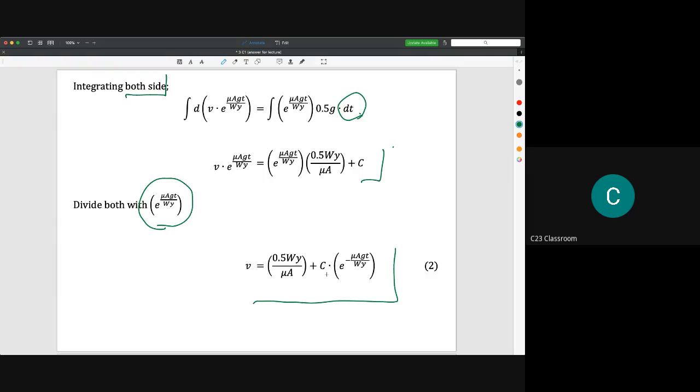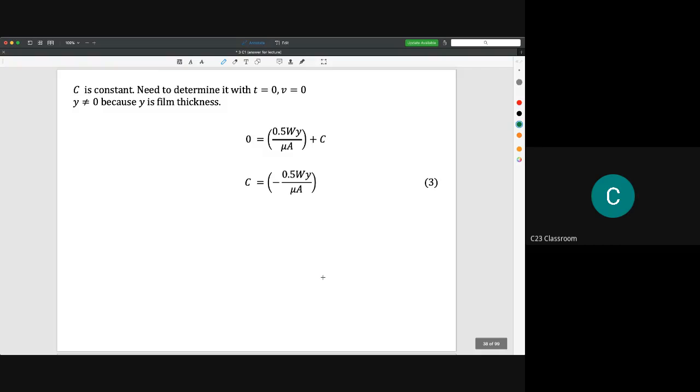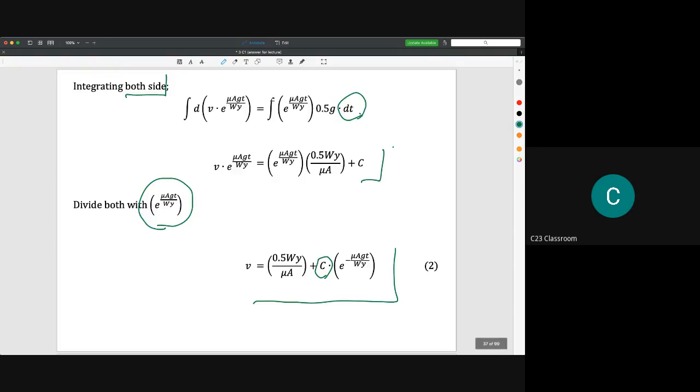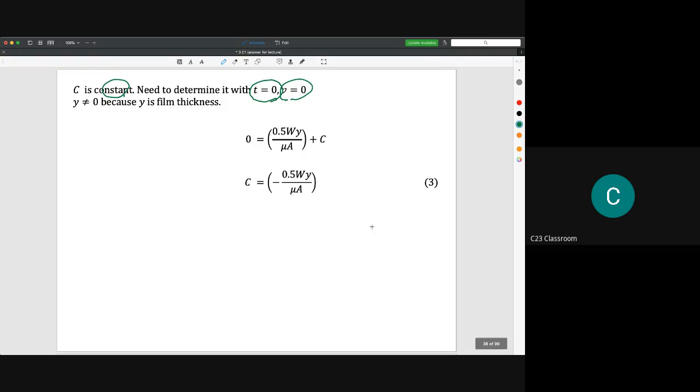However, we still have the value of C. C is the constant, so we need to calculate the constant using the boundary condition. To make it simple, we say that the velocity is 0 at the time of 0. We substitute the values of t = 0 and v = 0 in this situation, and we will get that C is actually the negative of this one.